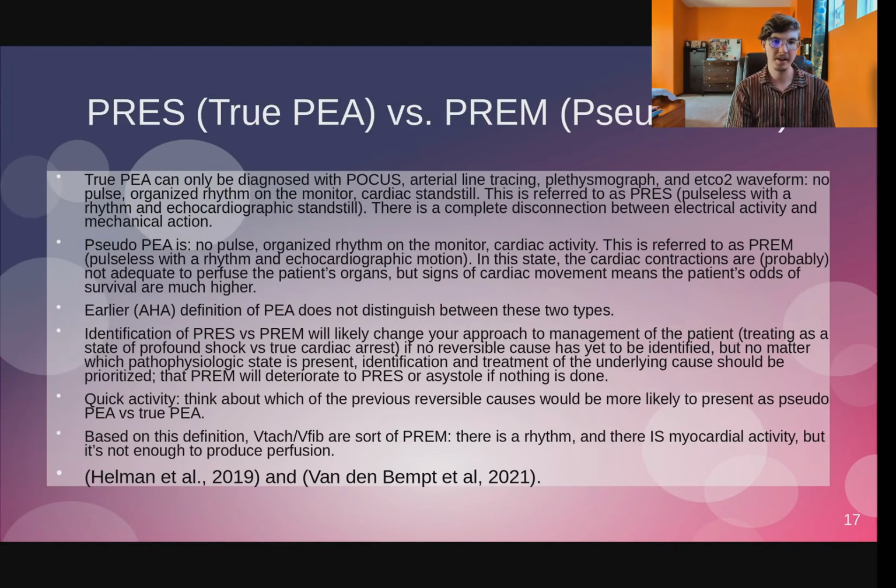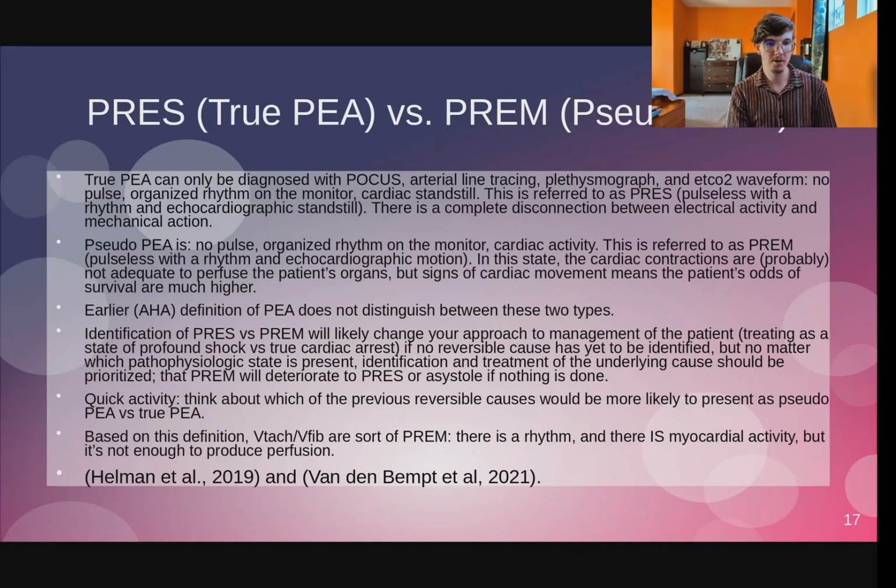And finally, as I promised earlier, we are going to talk about a more precise definition of PEA. What is true PEA? Well, true PEA can only be diagnosed with point-of-care ultrasound, arterial line tracing, plethysmograph, and end-tidal CO2 waveforms. Really, the point-of-care ultrasound is the most important thing, but the other things can kind of help give you a picture too. And here's the definition.